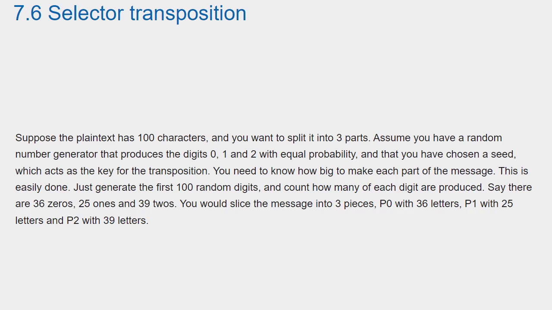Assume you have a random number generator that produces the digits 0, 1 and 2 with equal probability, and that you have chosen a seed which acts as the key for the transposition. You need to know how big to make each part of the message. This is easily done. Just generate the first 100 random digits and count how many of each digit are produced. Say there are 36 zeros, 25 ones, and 39 twos. You would slice the message into 3 pieces: P0 with 36 letters, P1 with 25 letters, and P2 with 39 letters.